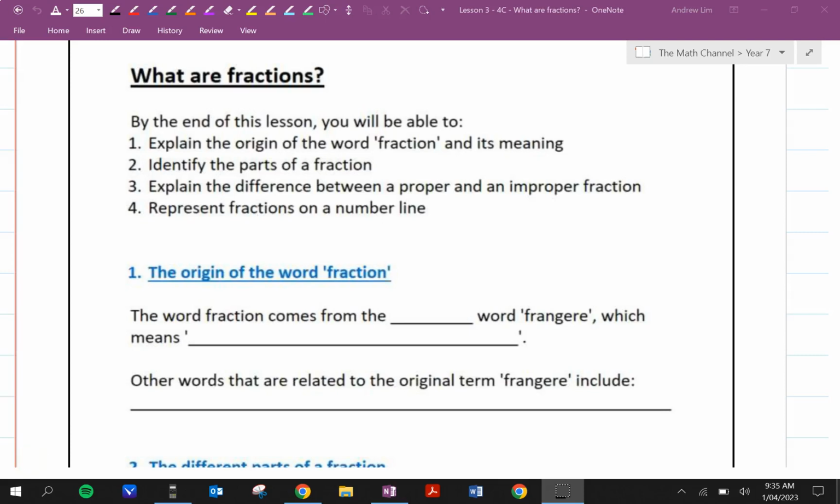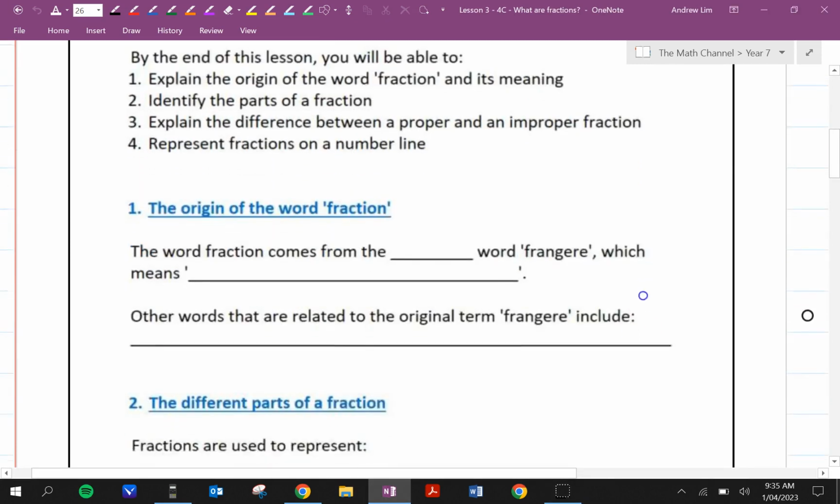It's your teacher, Mr. Lim here, and in this video we're going to be looking at fractions. What are they? By the end of this lesson, you'll be able to explain the origin of the word fraction and its meaning, identify the parts of a fraction, explain the difference between a proper and improper fraction, and represent fractions on a number line.